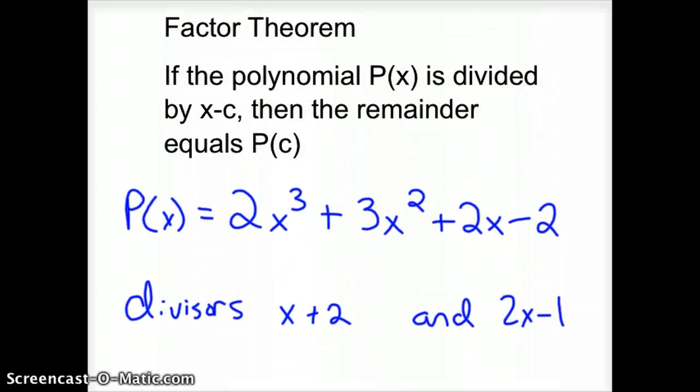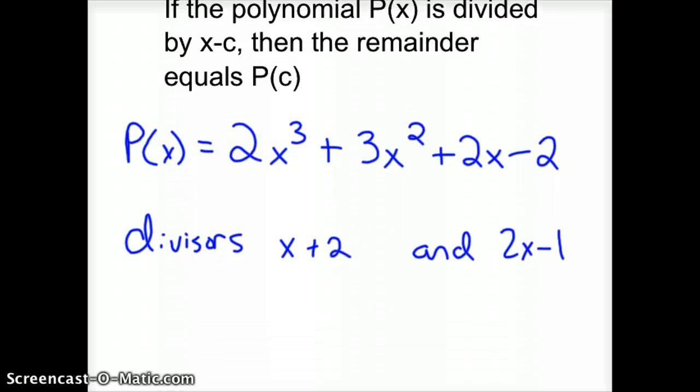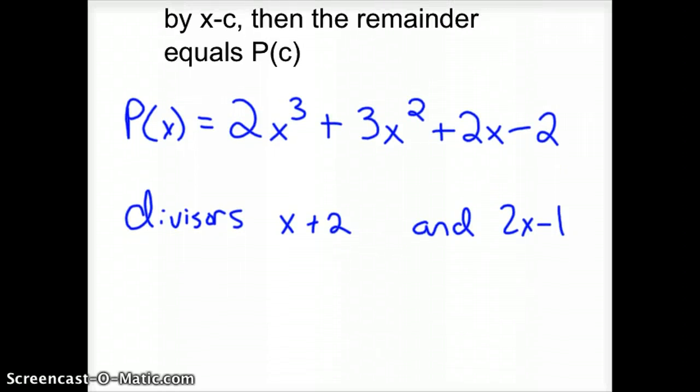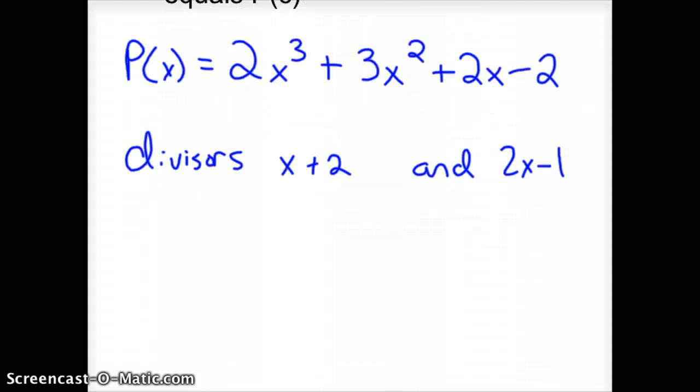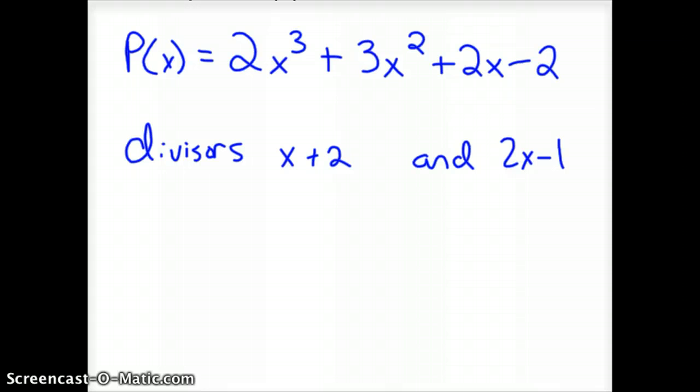And what you'll notice in this case is that when I plug in the root of those divisors into p of x, that'll give me our remainder. So let's first find that root. So we got x plus 2. We'll just start with this one. So x plus 2 equals 0. If you solve that, we know our root is negative 2. So we're going to take negative 2 and plug it into p of x.